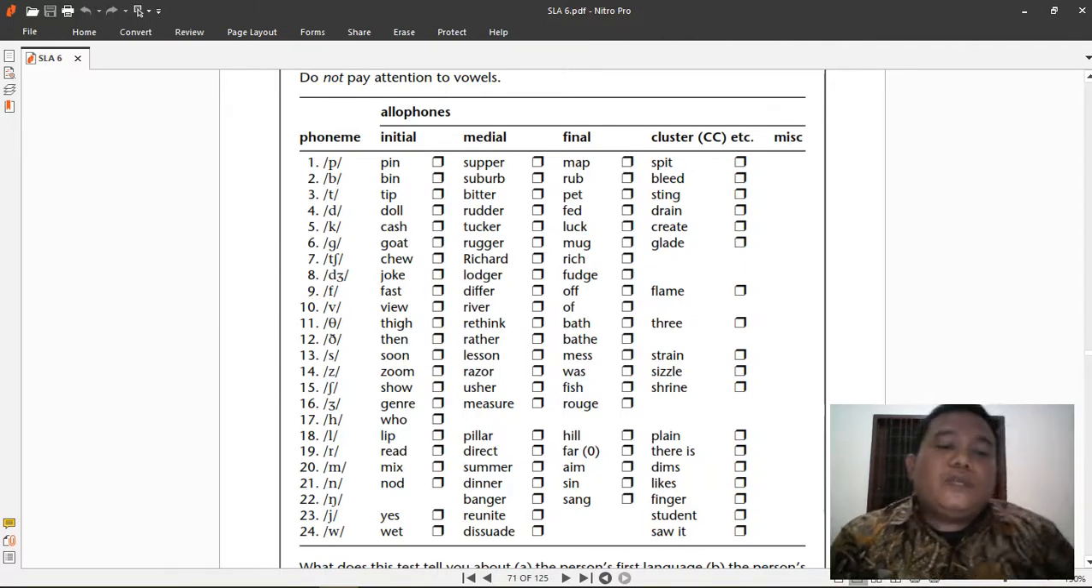Okay, let's continue. Lip, read, mix, not, yes, wet. And then the medial: supper, suburb, bitter, ruder, tucker, rugger, Richard, lodger, differ, river. So there's a difference between f and v, okay?